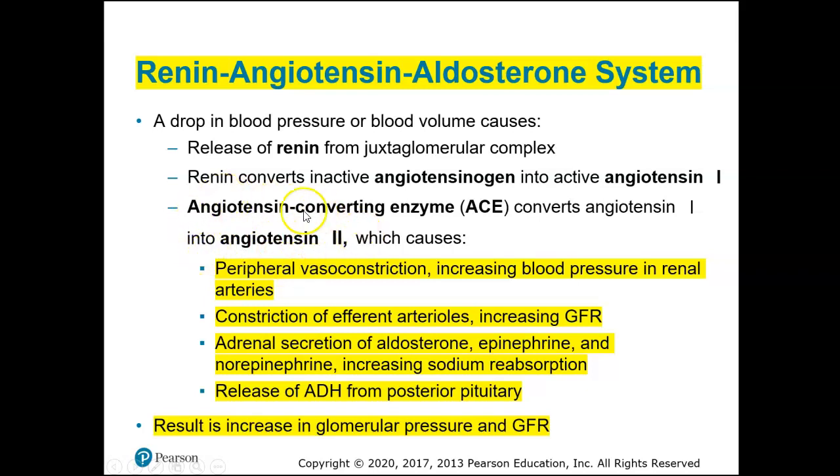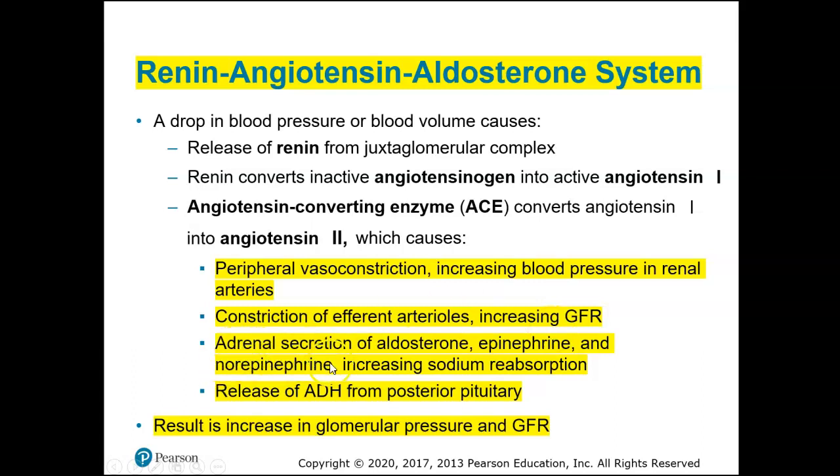Now, the action of angiotensin 2 is really what causes the change. Angiotensin 2 causes peripheral vasoconstriction, and that is just constriction of your blood vessels, basically, in general. That is going to lead to increased blood pressure in the renal arteries, okay? Because it's going to constrict all of your muscular arteries. And so that will increase the blood pressure in the renal arteries as well as other arteries. Then constriction of the efferent arterioles will increase the filtration rate.